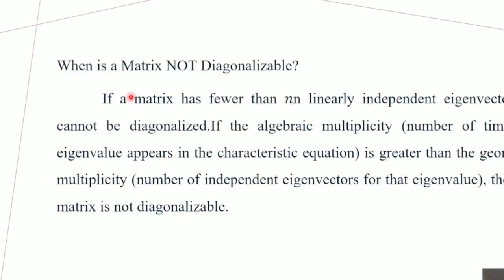In the next step, when is a matrix not diagonalizable? Here is the explanation. If a matrix has fewer than n linearly independent eigenvectors, it cannot be diagonalized. If the algebraic multiplicity, the number of times an eigenvalue appears in the characteristic equation, is greater than the geometric multiplicity, the number of independent eigenvectors for that eigenvalue, then the matrix is not diagonalizable.